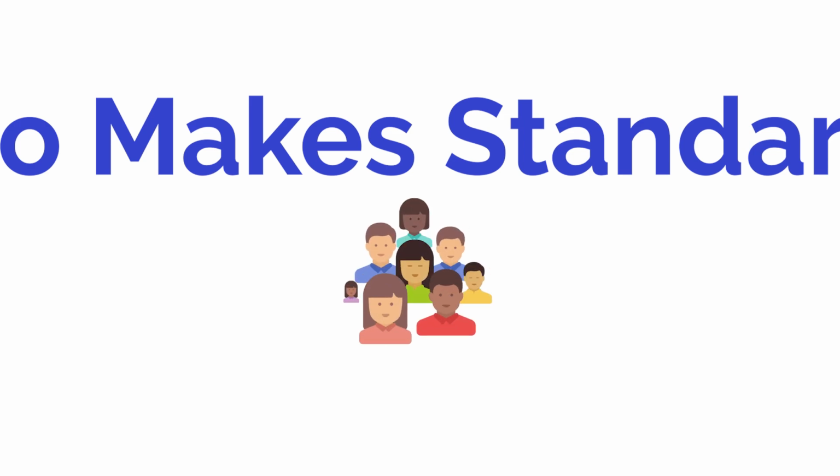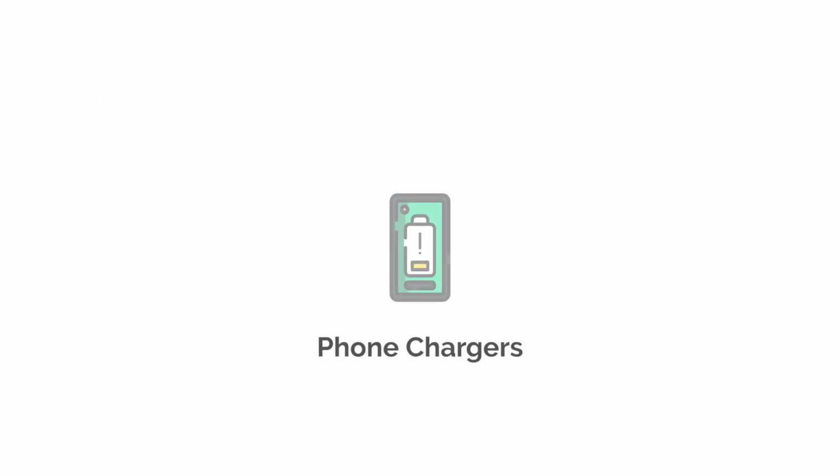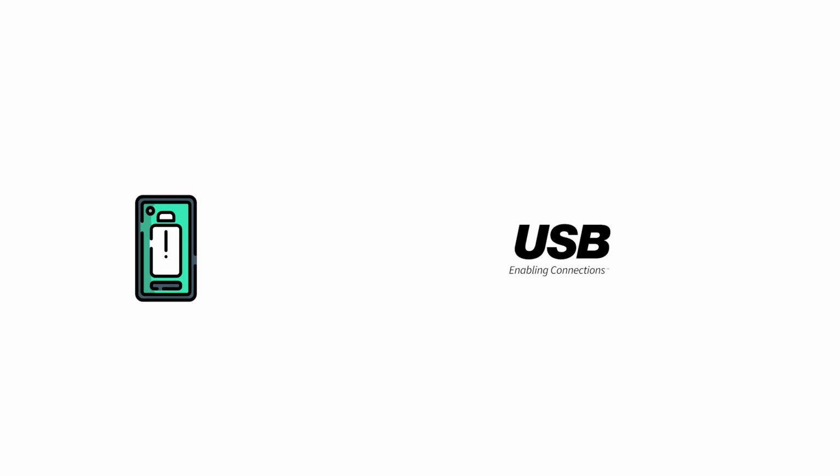Who makes the standards? Groups of experts or organizations come together to decide these rules. These groups are called standards organizations. Coming back to the previous charger example, it works not just with your phone, but also with your friend's phone. Why? Because there's a standard for the charger shape and voltage. Everyone follows the same rule. A group called USBIF, USB Implementers Forum, helped create the USB charger standard.